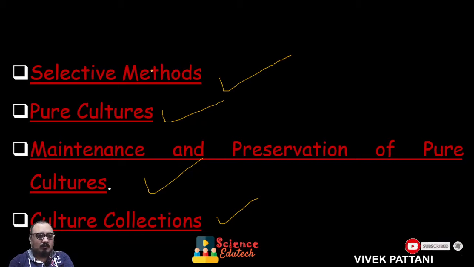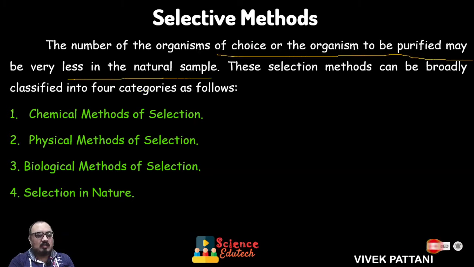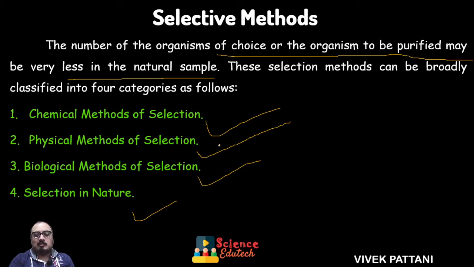Now starting with the selective methods. The number of organisms of choice, or the organism to be purified, may be very low in the natural sample. It is possible. These selection methods can be broadly classified into 4 different categories. The first deals with the chemical methods of selection. The second deals with the physical methods of selection. The third, the biological methods of selection. And the fourth is the selection in nature itself.